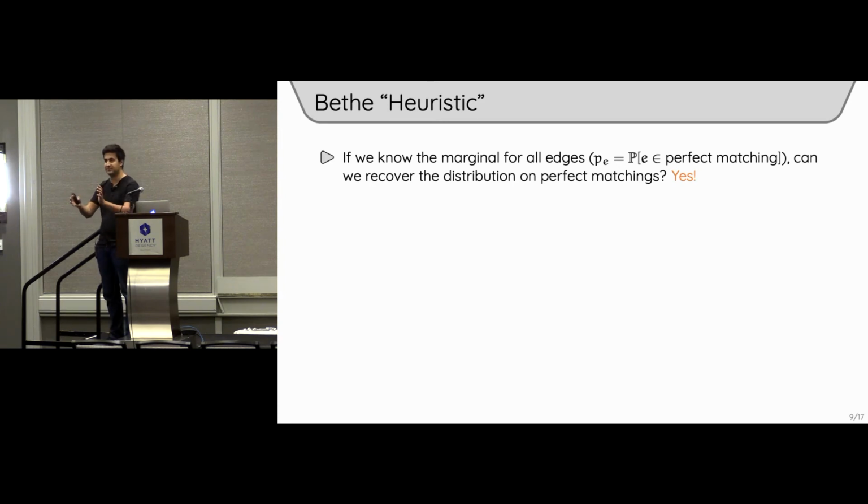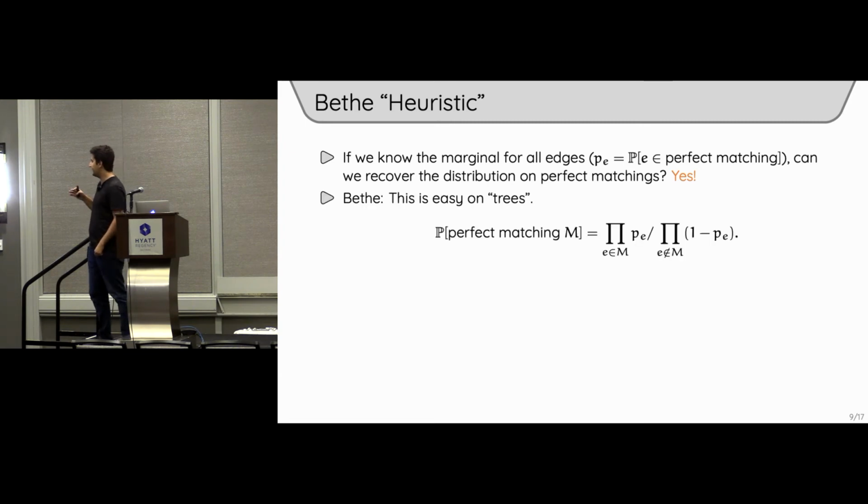There is a unique distribution that you can get with those marginals. But this fact alone is not helping us. What we want is actually a distribution on perfect matchings that is easy to calculate with. Okay? So Bethe said, on graphs that look like trees, this distribution has actually a very simple form. The probability for every matching is exactly the product of the marginals of edges in the matching divided by the complement of marginals for edges not in the matching.